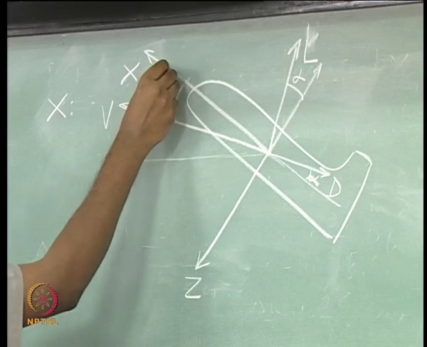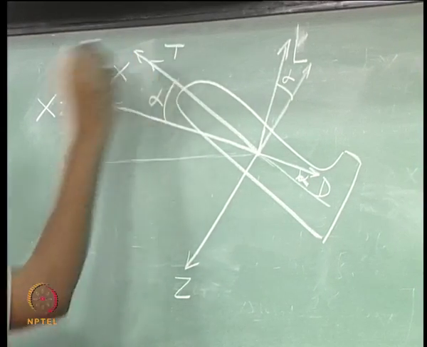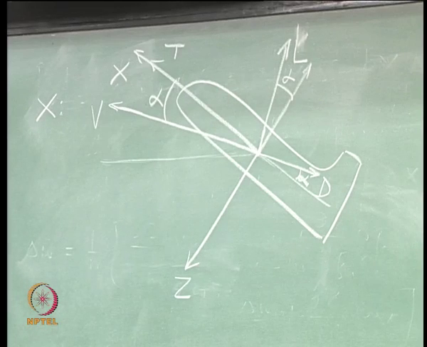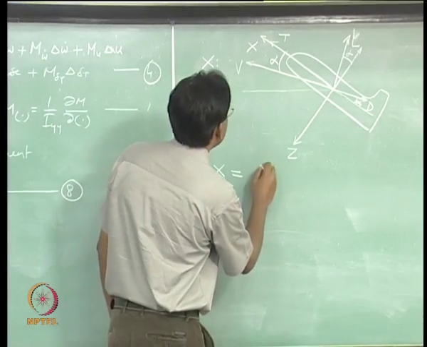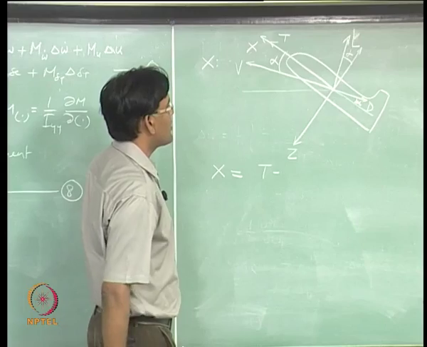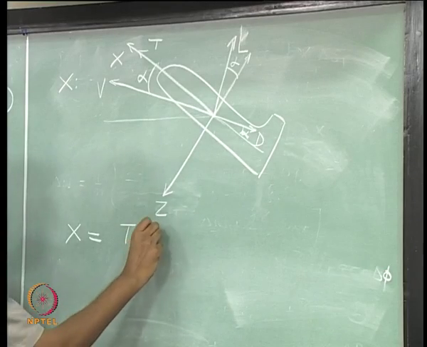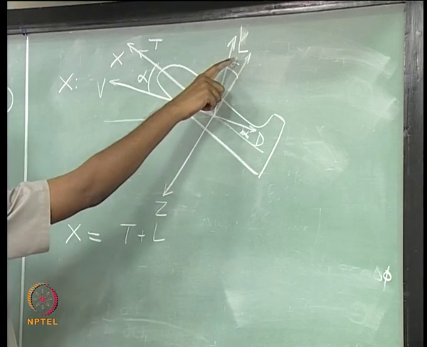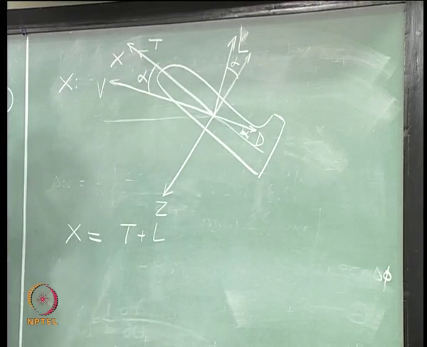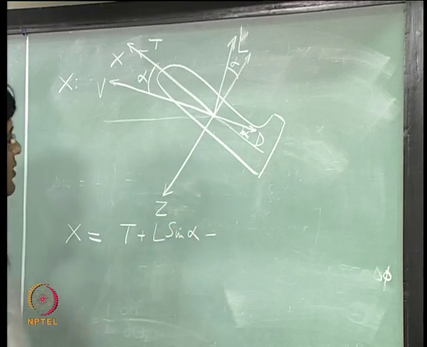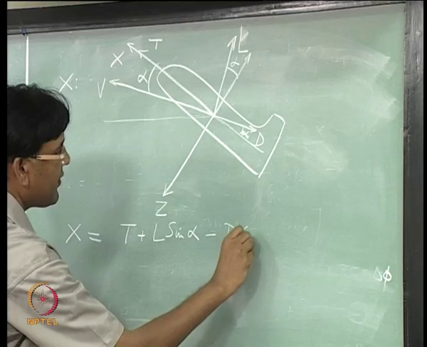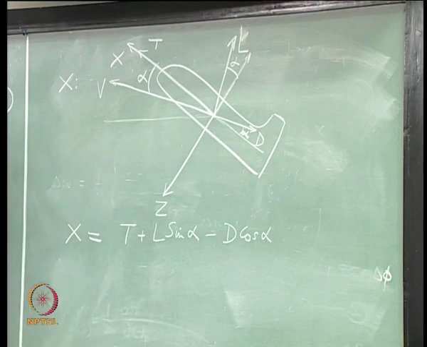So, if I say that the thrust is acting along the body fixed x axis, then this force X is T plus a component of lift, which is going to act towards the body fixed x axis, right.